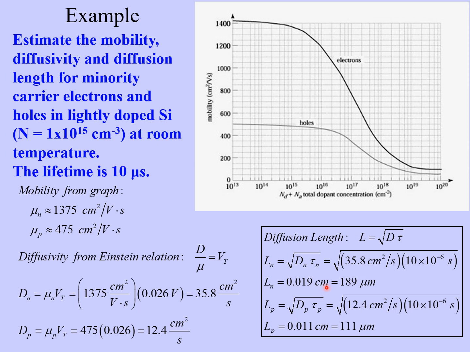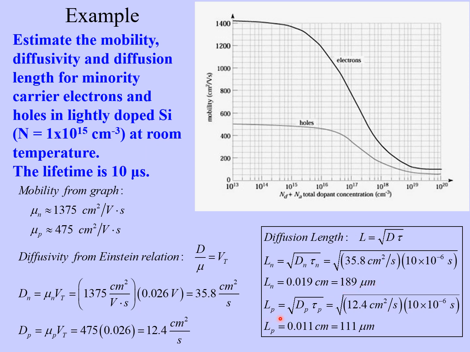0.019 centimeters. Typically in semiconductor theory, we use units of microns, and a micron is a millionth of a meter. And so that would be this number multiplied by 10 to the fourth. I've rounded this a little bit, but it ends up being 189 microns.